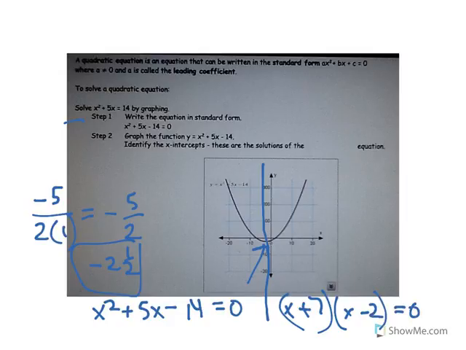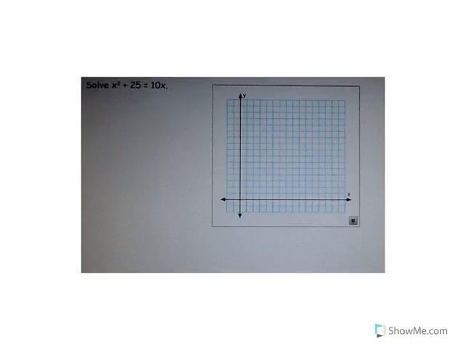That's going to be where it crosses the x-axis. And so my two roots are going to be negative 7 and positive 2. And if you look there, that makes sense because that's positive 2. That there is negative 7. And so those are the two roots, and those are the solutions for the quadratic equation.